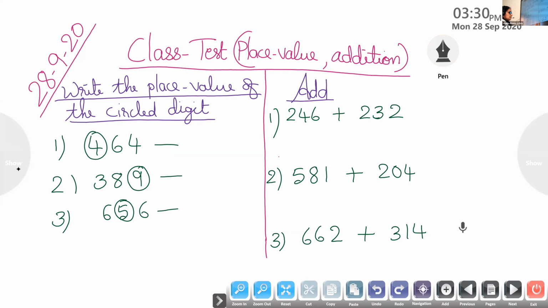Dhanush? Anybody is there who is not doing? All are doing? Akshay, where did you go? Azza? Okay.